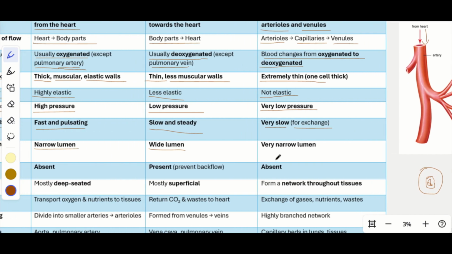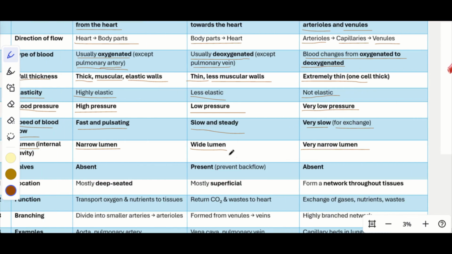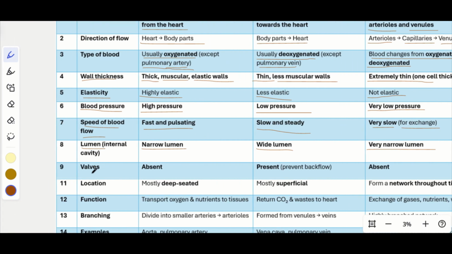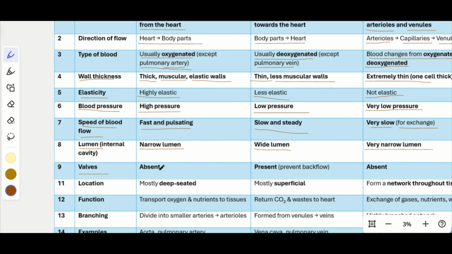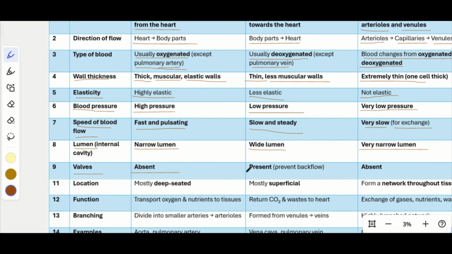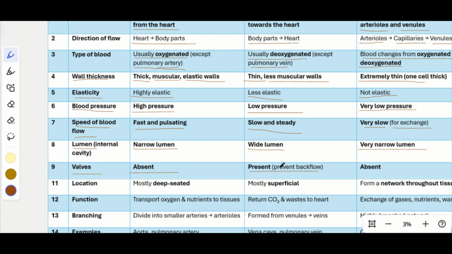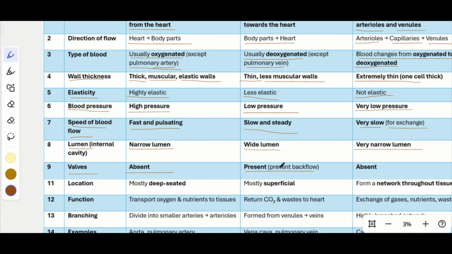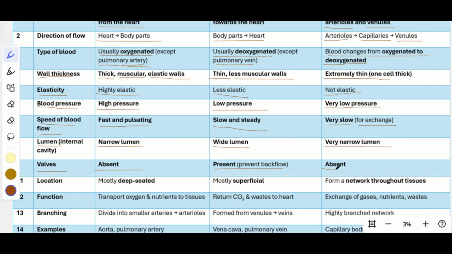For the capillaries, it is very narrow. Okay. And what about the valves? In arteries, there are no valves. But in veins, there will be valves. Why do we need valves in veins? They will prevent the backflow. And in capillaries, it happens.